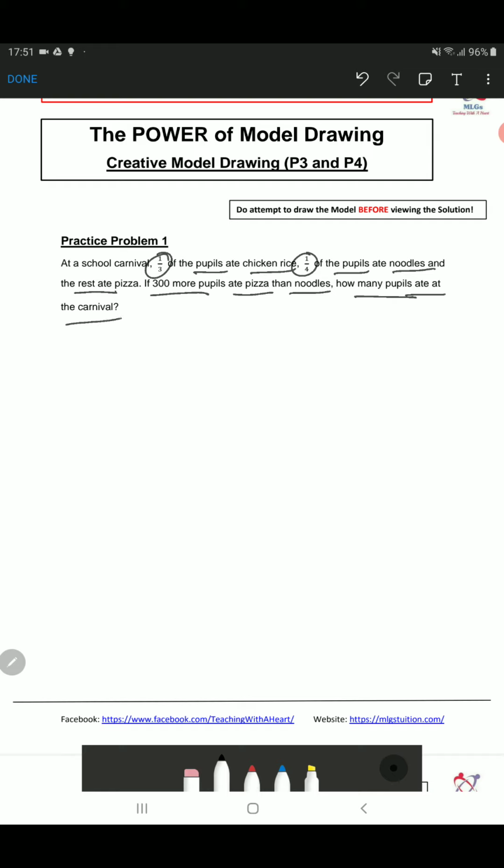Alright, so important lesson here. If you see more than one fraction, what do you do? You have to ask, are the two fractions referring to the same group? Like 1/3 is talking about the pupils, and 1/4 is also talking about the pupils. So they are referring to the same group. So that means that if you draw the model, you have to make the denominator the same. So for your 1/3 and 1/4, the common denominator is 12. So you have 3 times 4 and 1 times 4, 4 times 3 and 1 times 3.